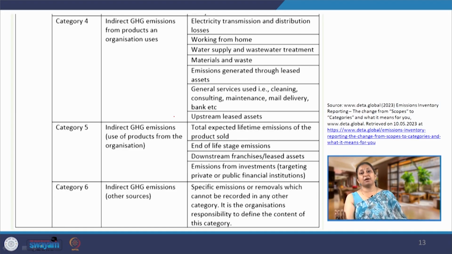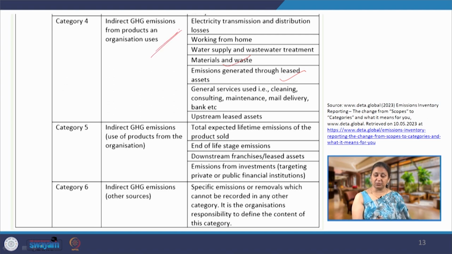For example, if we have a restaurant, the kind of food products that are going to be used, whether we are using more raw products or more processed products, that choice itself will come under this category 4 emissions. So, the emissions resulting from materials and waste generated through leased assets, working from home. If people are working from home and the offices are not working, even then the scope 3 emissions emitted from home because of the employee working from home will also go into this category 4.